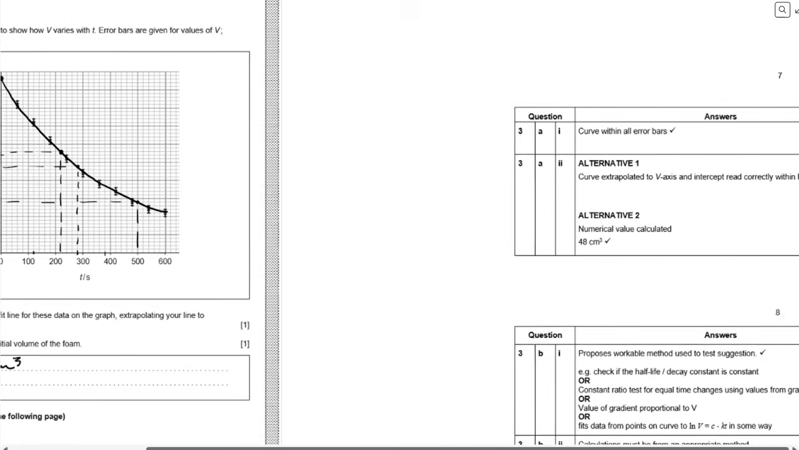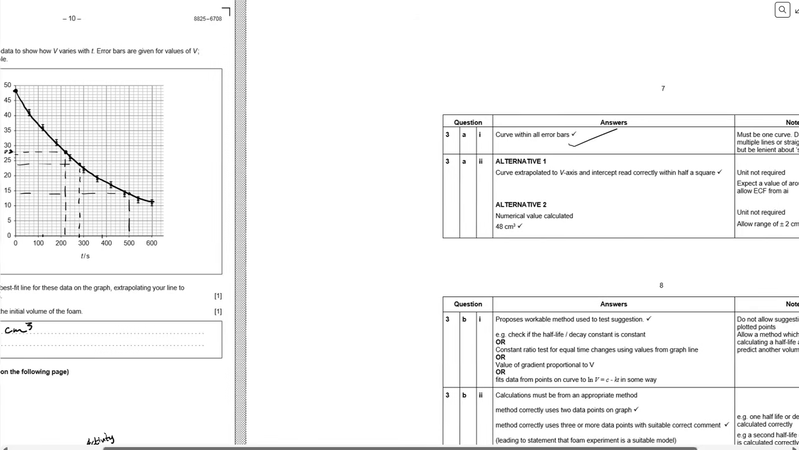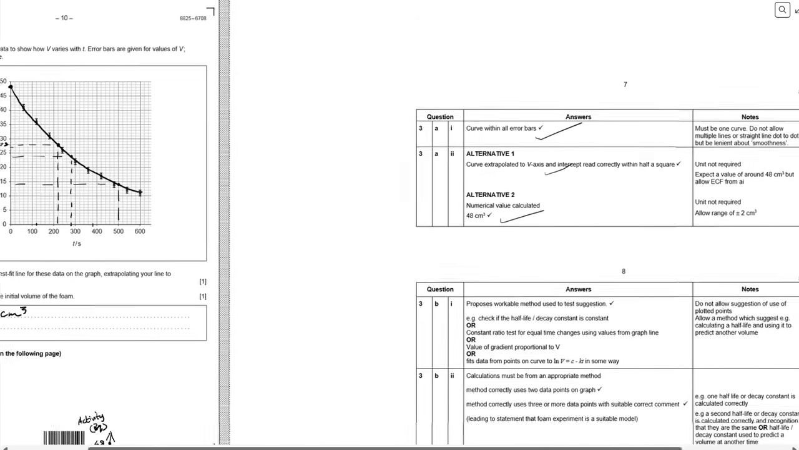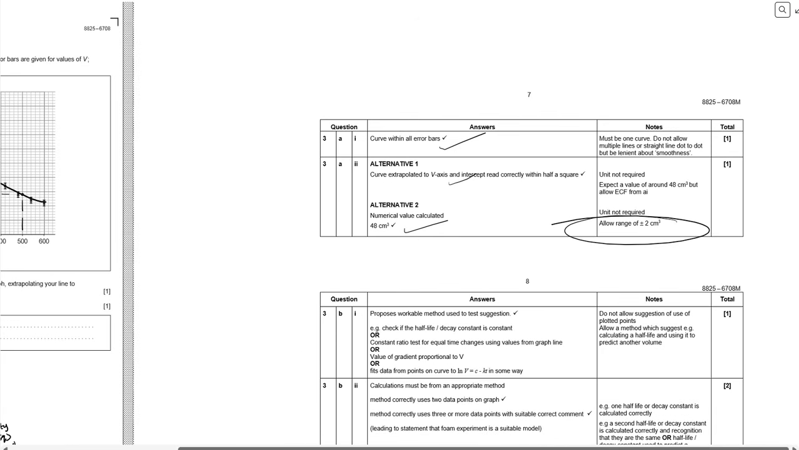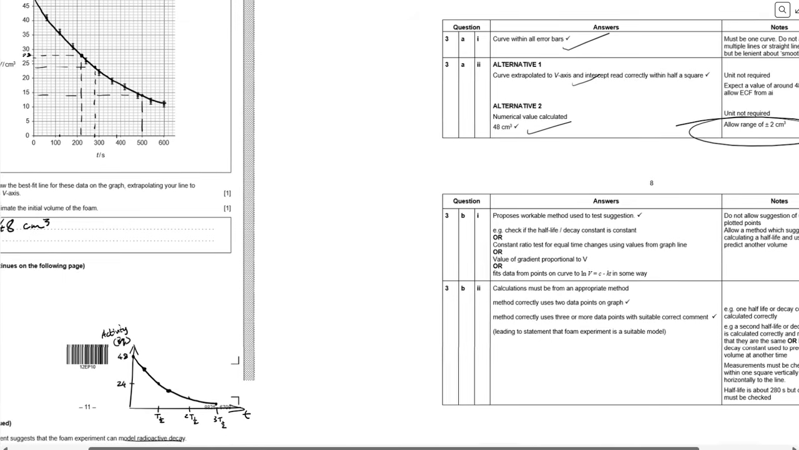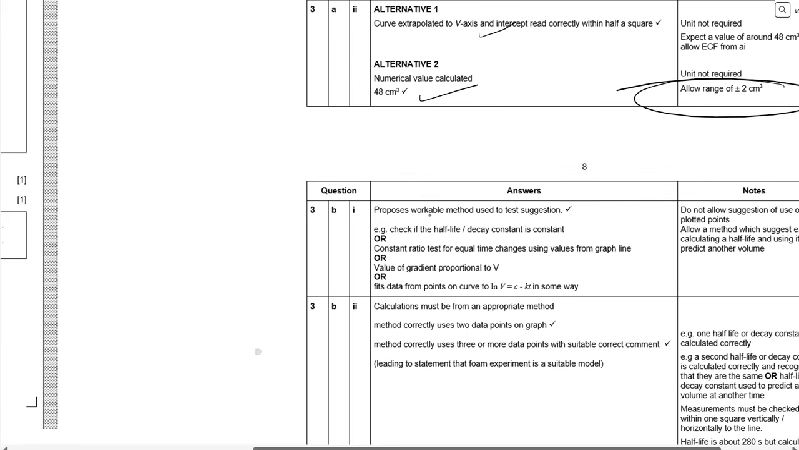Let's see the answer. And of course, we might just need to be in the range of all these calculations. So the curve is within all error bars. Yes, that is what we mentioned. 3a, curve extrapolated to the v-axis. We did that, and we got 48 as well. And you're allowed within the range of plus or minus 2, so even if you're off by 1 or 2, you still get the right answer. 3b, workable method, and this is what we said.